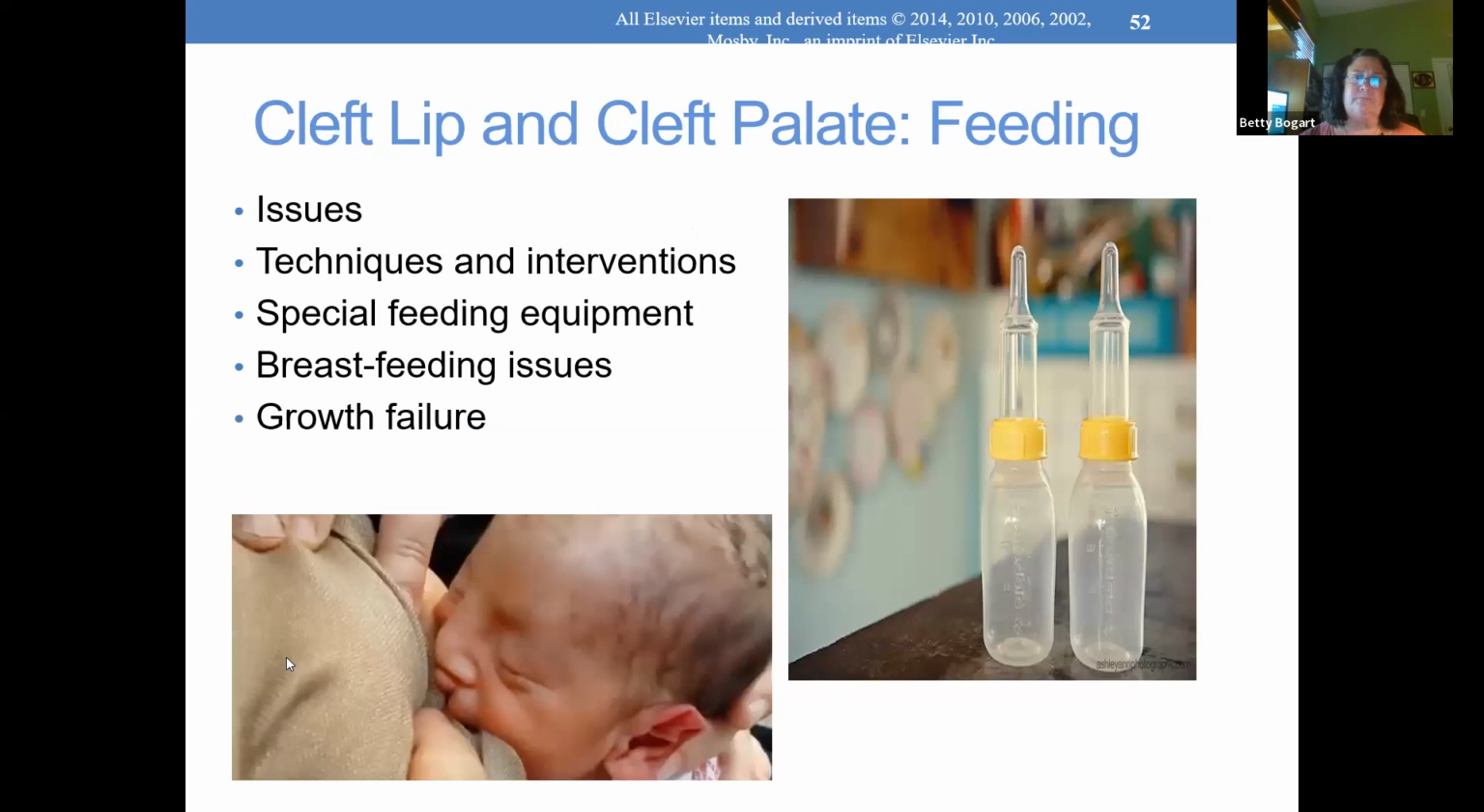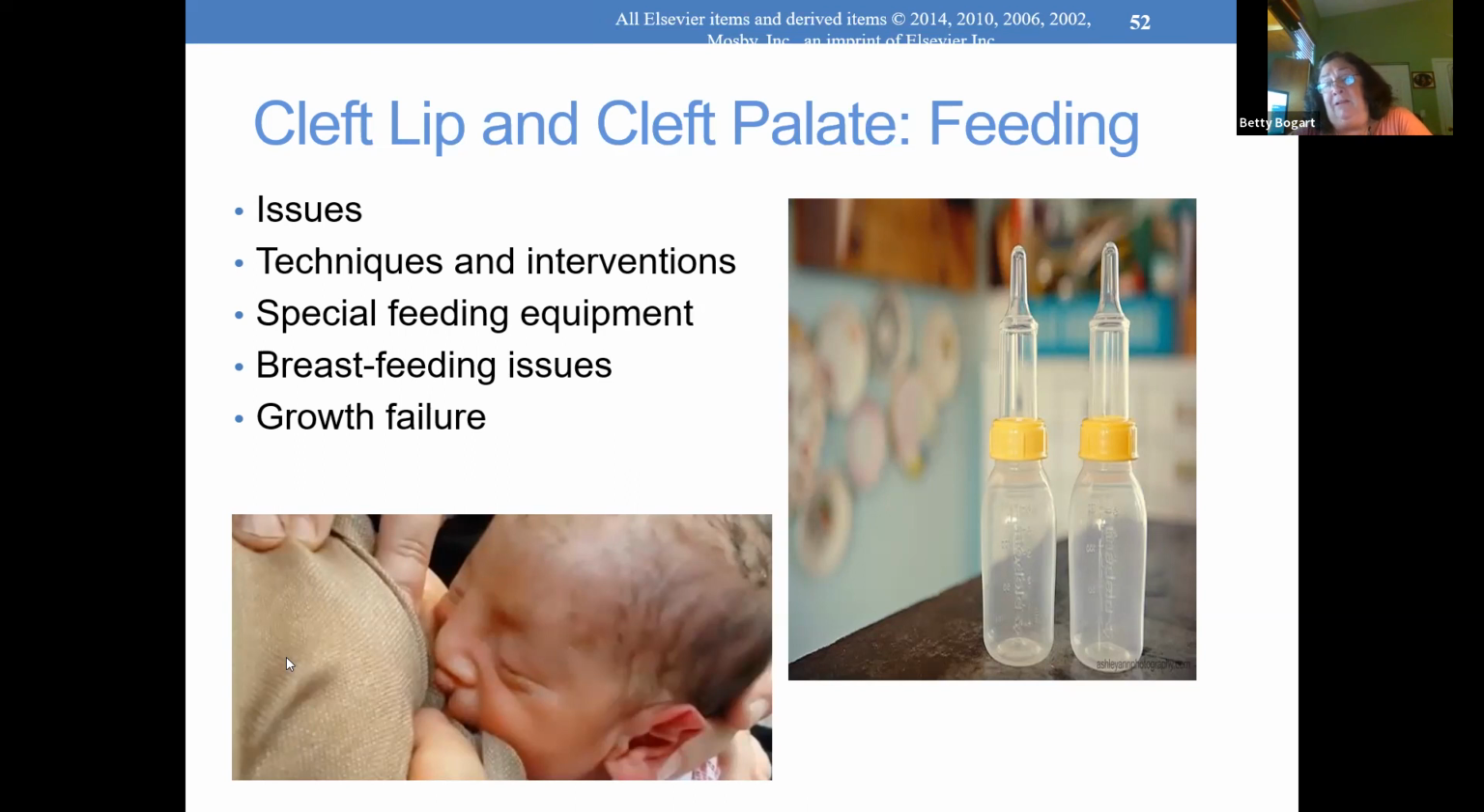Now, feeding these children, as I said, how are you going to breastfeed? How are you going to bottle feed? Well, breastfeeding requires a mother with a load of patience. These children can't suck. There's no way to get a seal, no way to get what they need to get the milk down. So usually mom is pumping her breast, smushing it to try to get milk in that child's mouth. Many parents decide just to pump and to give it in a bottle.